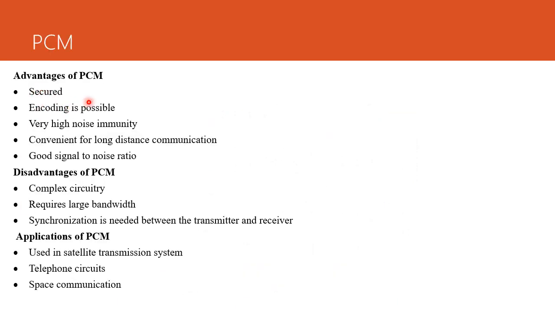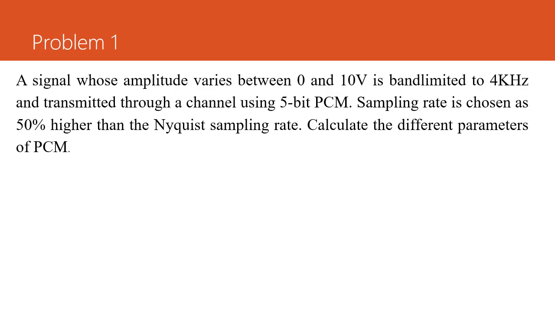About the advantages of PCM, it is highly secured, encoding is possible, and it has very high noise immunity. Then it is convenient for long distance communication and has a good signal to noise ratio. And about disadvantages, the circuit is comparatively complex, it requires large bandwidth, and synchronization is needed between the transmitter and the receiver. And about applications, PCM can be used in satellite transmission systems, telephone circuits and space communication. So now we can solve one question.